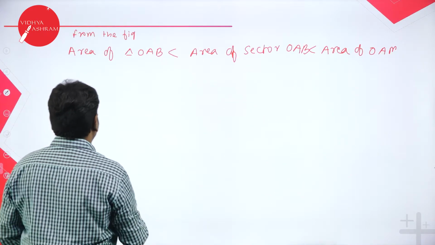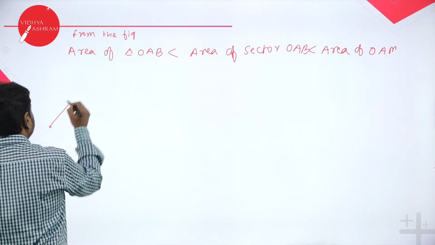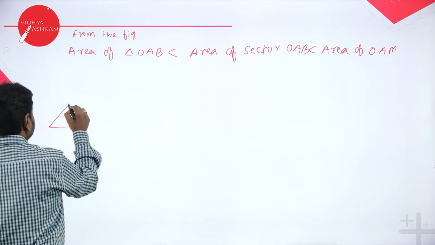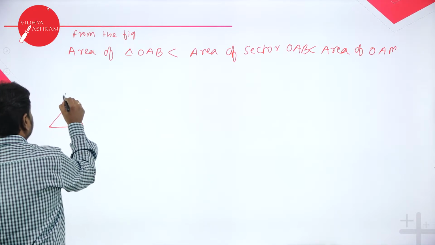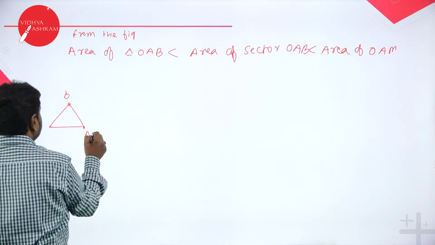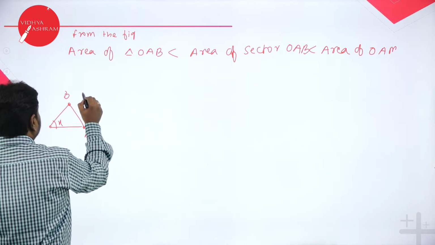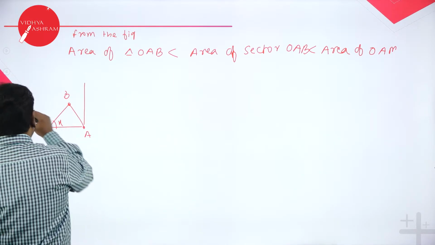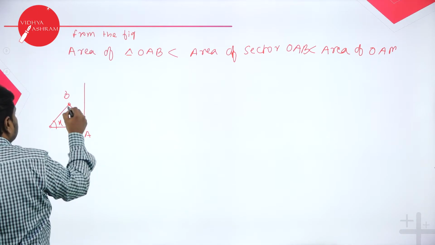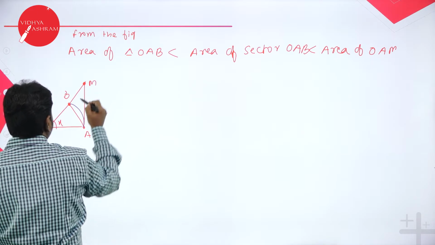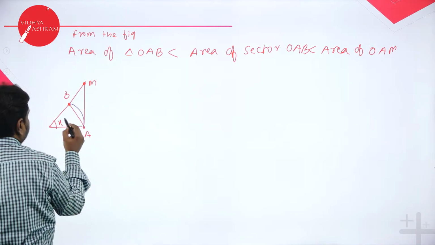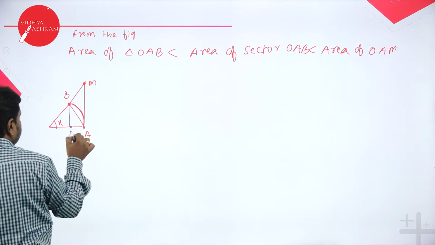So here also I can draw a draft diagram. Here, this was your OAB and X here, and here we have the triangle OAB, sector OAB. So this is M, and in my diagram I have drawn it like this. This diagram, I have just redrawn this.